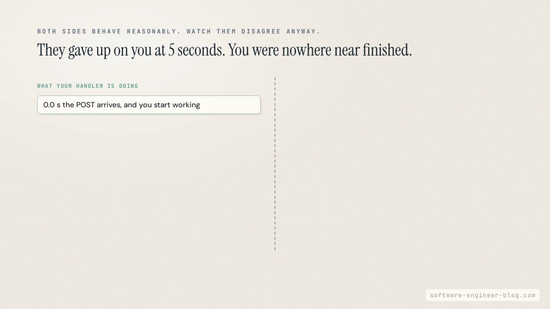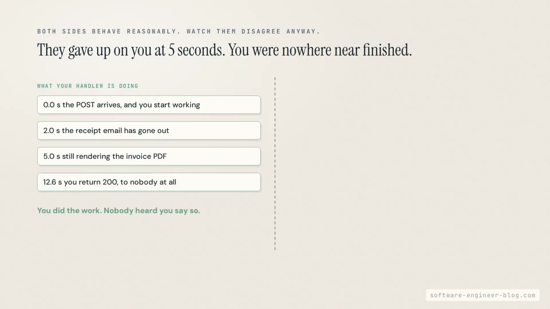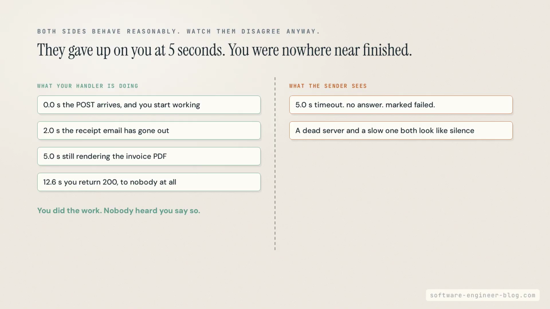On your side, at 0 seconds, the post arrives and you start working. At 2 seconds, the email has gone out. At 5 seconds, you are still rendering the PDF. At 12.6 seconds, you return 200 to nobody because there is nothing on the other end of that connection anymore. On their side, at 5 seconds, timeout, no answer, marked as failed. For reference, GitHub documents 10 seconds here, and Stripe does not publish a number at all.